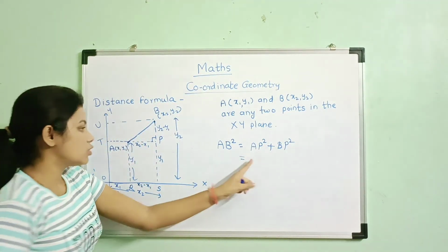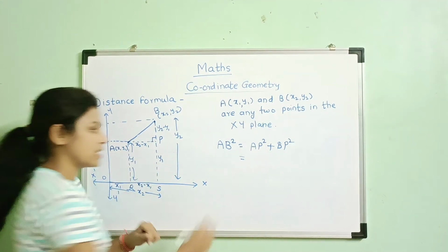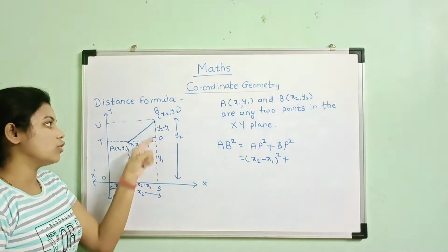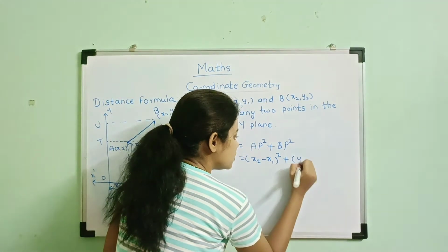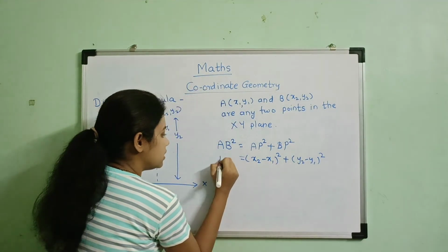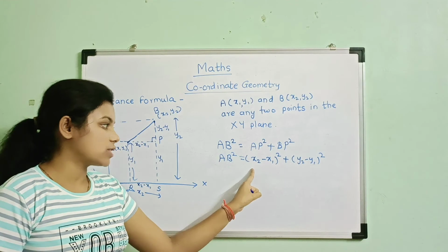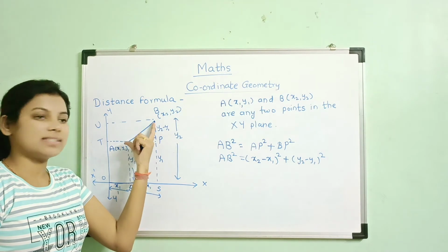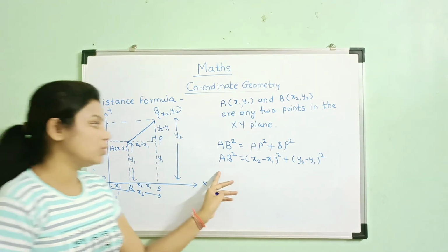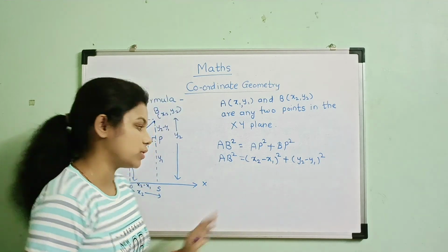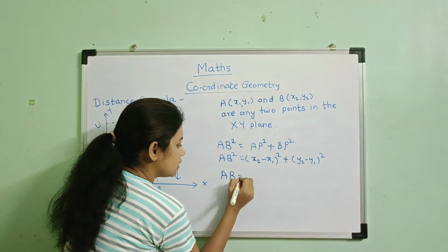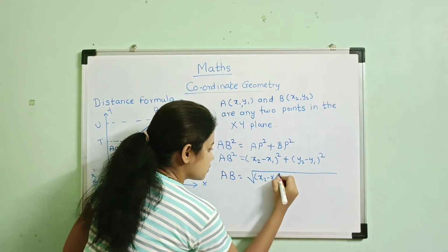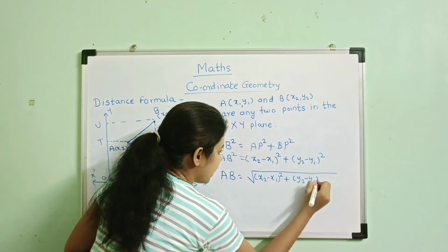Simple. So what is the value of AP here? x2 minus x1, so (x2 minus x1) whole squared. And what is the value of BP here? That is y2 minus y1, so (y2 minus y1) squared. Here AB squared equals (x2 minus x1) squared plus (y2 minus y1) squared. But we just want to find the distance between A and B, so we have to take the square root on both sides. What will that be? AB equals the square root of (x2 minus x1) squared plus (y2 minus y1) squared.